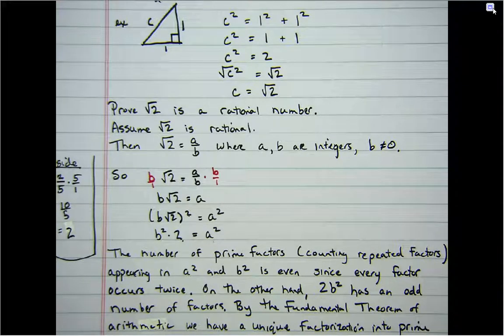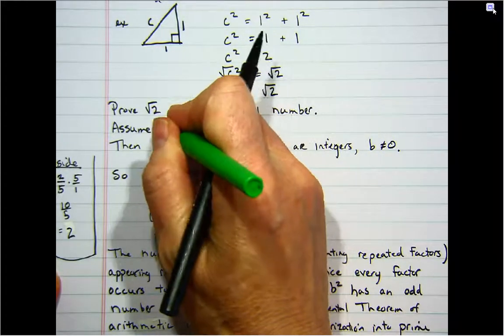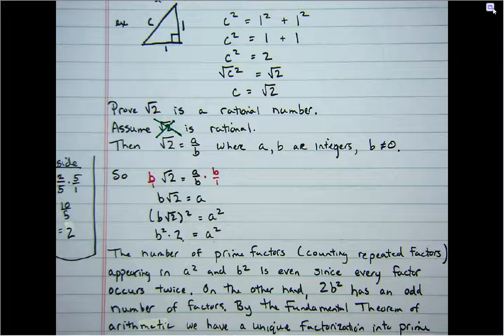Here's where the error is. The square root of 2 is not rational. Their assumption is wrong. Ideas have consequences. We take our idea and we follow it through to its logical conclusion, and it is wrong.